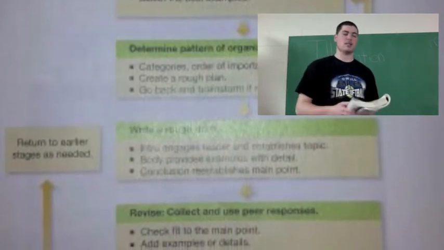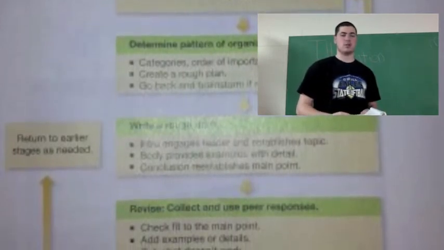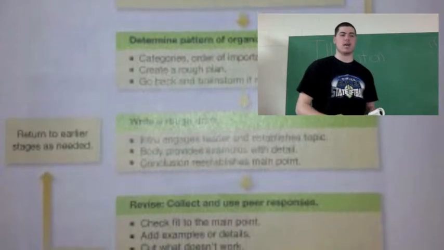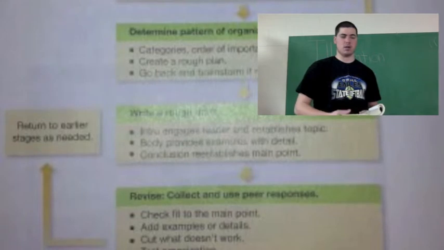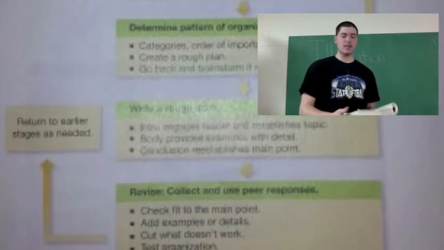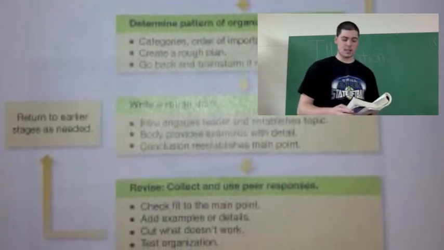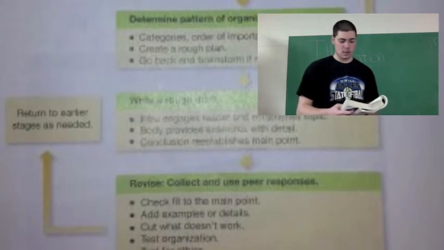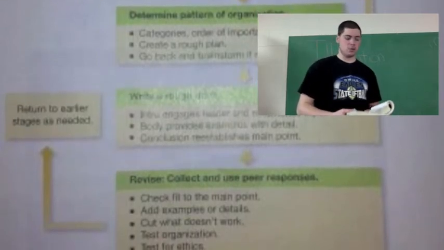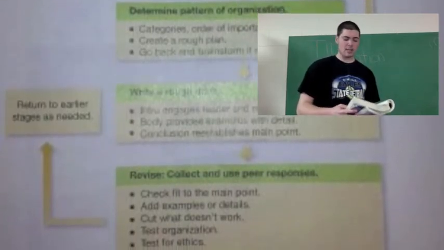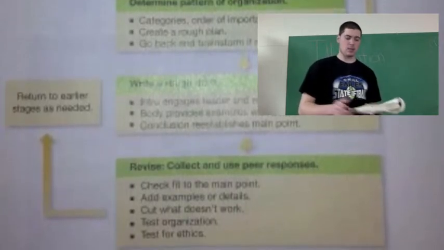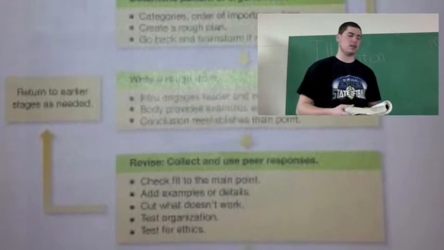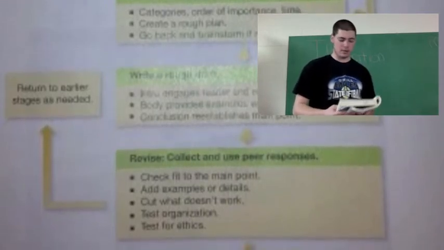Next, it is the conclusion, which reestablishes the point. You're going back to your main topic and revisiting what you have spoken before in the body. Next, you revise, collect, and use peer responses. Check fit to main point. Add examples or details if needed. Cut what doesn't work. If it doesn't work, then there is no sense of having it in your writing.